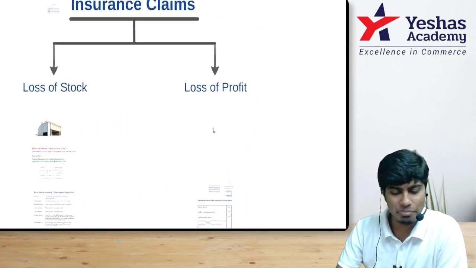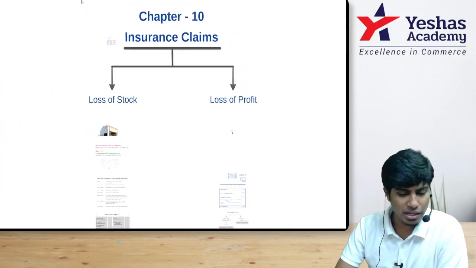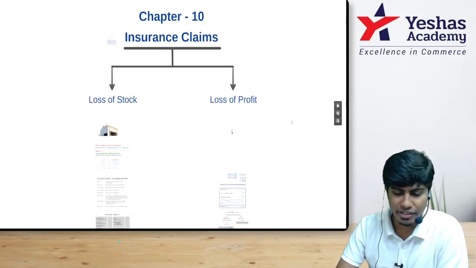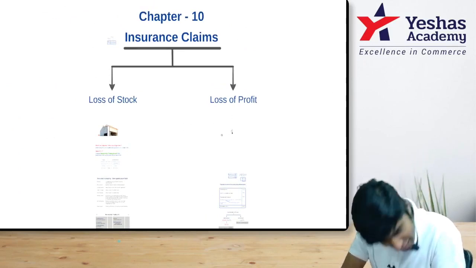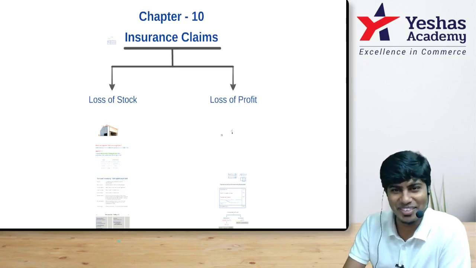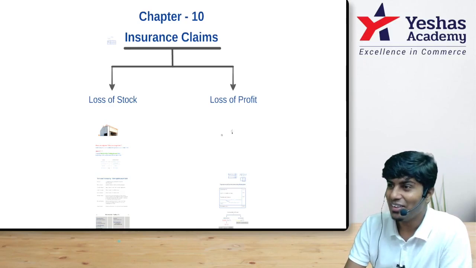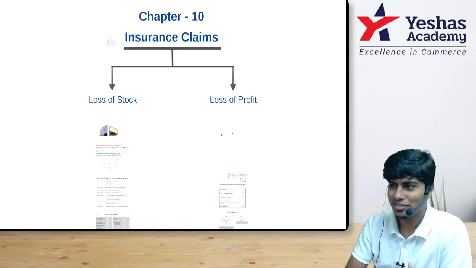Next, we need to discuss the second part, loss of profit. That we'll do separately. So there are two parts of the chapter. One is loss of stock. Second one is loss of profit. Actually, it is loss of profit. Very interesting topic. You would have never read something like that in your life, and you will never read. You have lost profit.